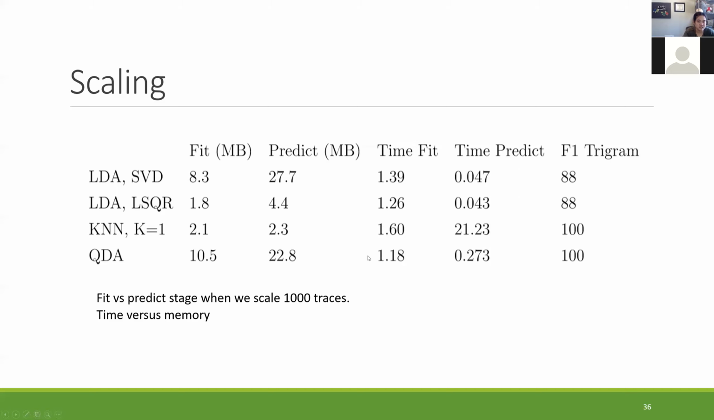In this case anyway. But you also have to look at it from the perspective of the memory usage. KNN uses very little memory, whereas the LDA classifier uses 27.7 megs. So you have a time, space, and accuracy trade-off, okay?